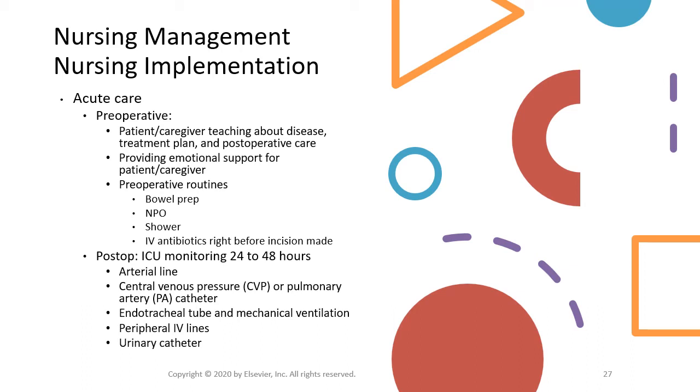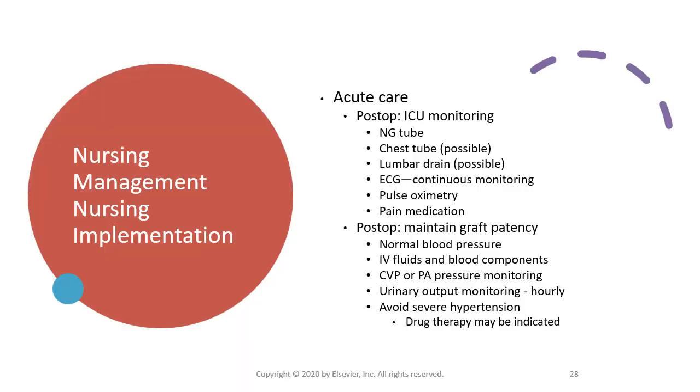Patients with a history of cardiovascular disease should receive a beta blocker. Scheduling a preoperative visit to the ICU may be helpful. Patients typically go to the ICU for 24 to 48 hours for close monitoring. When the patient arrives in the ICU, various devices are in place. These include an endotracheal tube for mechanical ventilation, an arterial line, a central venous pressure or CVP catheter, peripheral IV lines, an indwelling urinary catheter, and possibly a nasogastric tube.